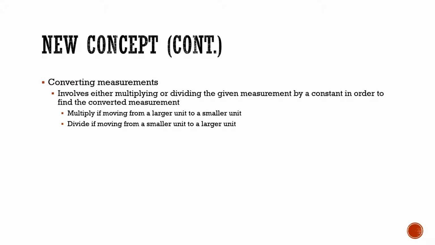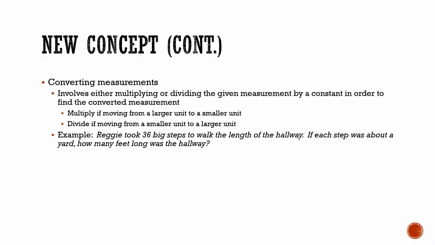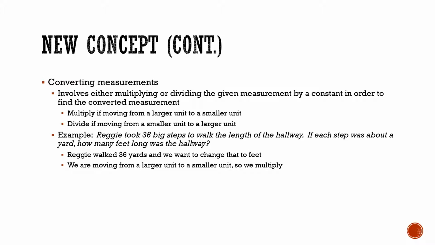And opposite, if we're going from smaller to larger units, we're going to divide. So here's an example. Reggie took 36 big steps to walk the length of the hallway. If each step was about a yard, how many feet long was the hallway? So essentially, Reggie walked 36 yards, and we want to change yards to feet. We're going from a larger unit to a smaller unit. Yards are bigger than feet, so we're going to multiply. The constant we're going to use is 3 because there are 3 feet in 1 yard. So we multiply 36 times 3 and we find out that he walked 108 feet.